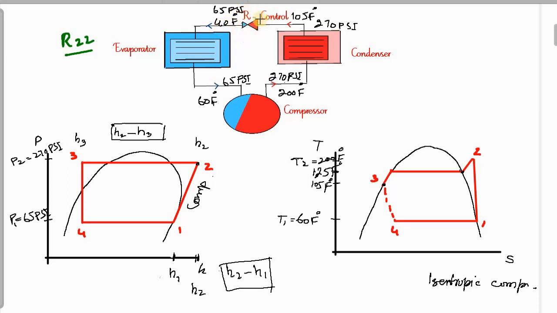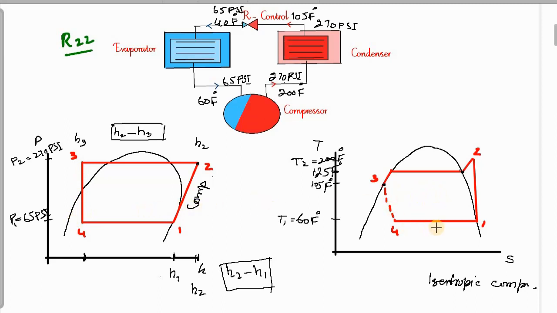Now, this refrigerant controlling process on the PH diagram is from point 3 to point 4, and here you can see that the pressure decreased from 270 psi to 65 psi. Pressure decreased here from P2 to P1, but this is an isenthalpic process. Isenthalpic means that the value of the enthalpy remains constant. There is no change in enthalpy here, so we can say that this is our isenthalpic expansion. Here only the pressure decreases and the enthalpy remains constant.